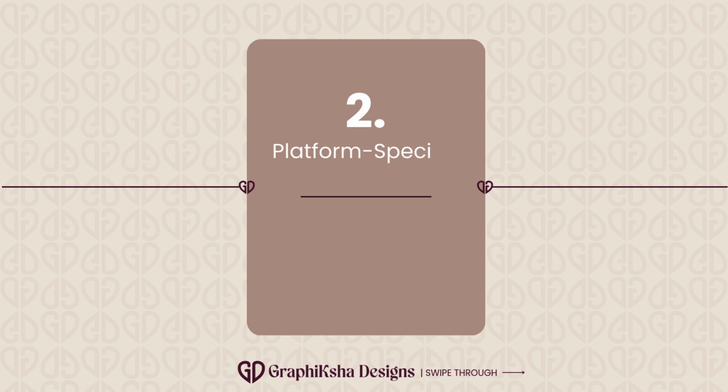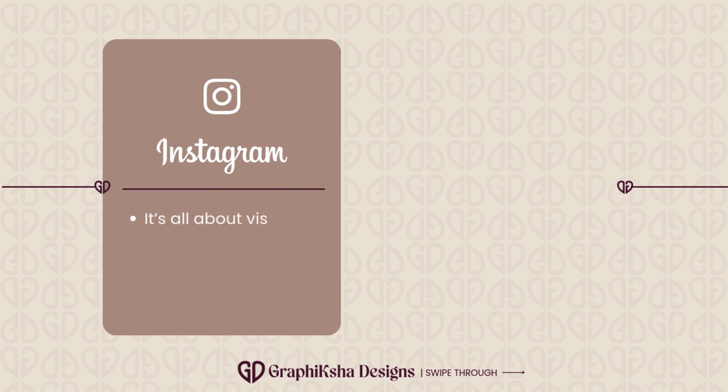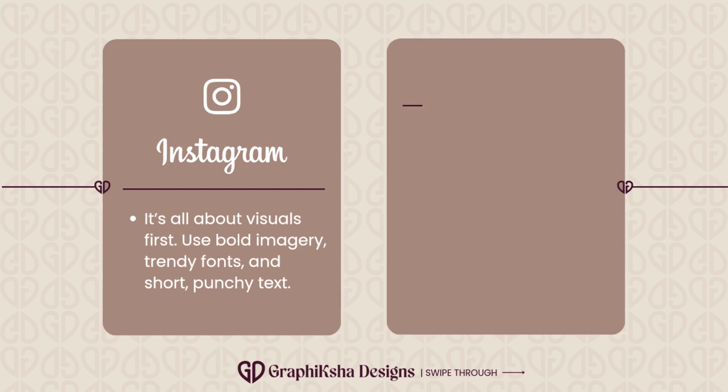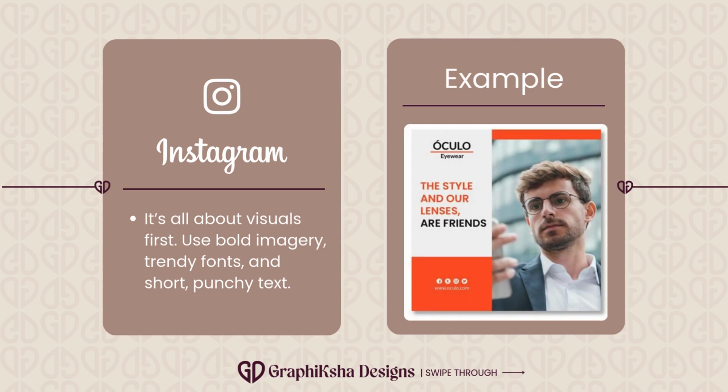Second part in social media design is platform specific design. Now let's talk about how each platform is different. Here we are focusing on Instagram, Facebook and LinkedIn. First platform we are discussing is Instagram. It's all about visuals first. Use bold imagery, trendy fonts and short, punchy text. For example, for an eyewear brand, use large product shots and bold typography. Use a punchline which attracts the audience's attention in the first 3 seconds.